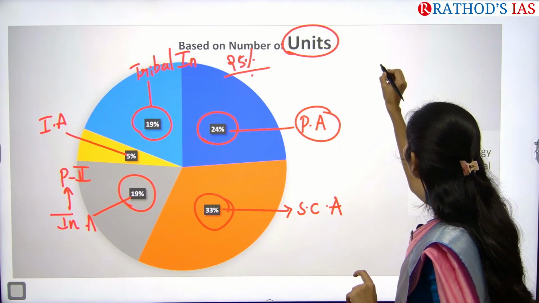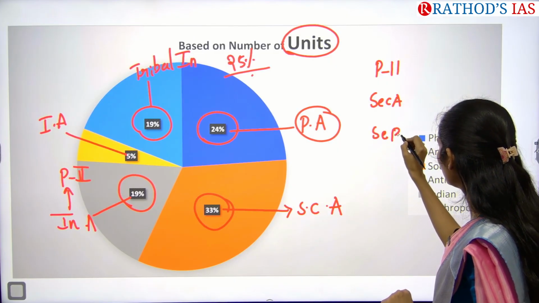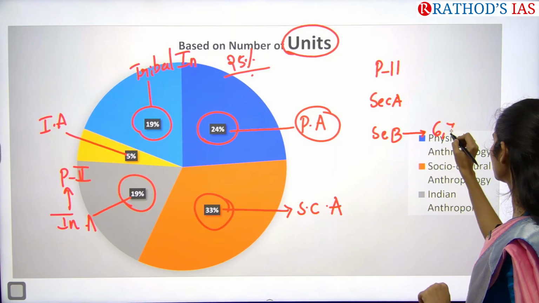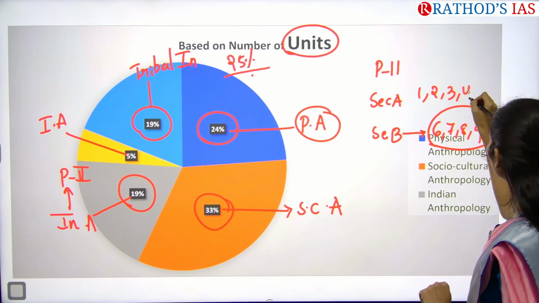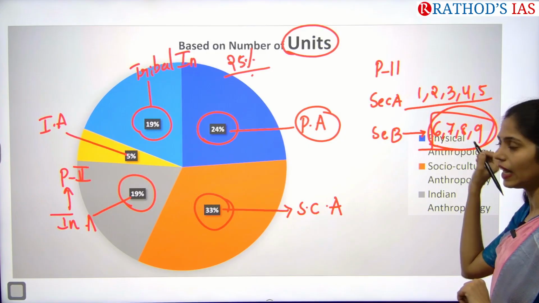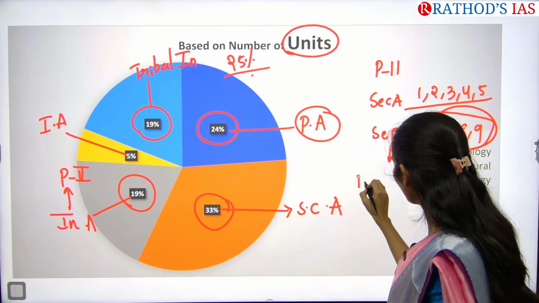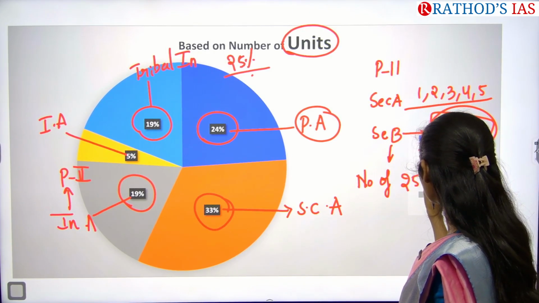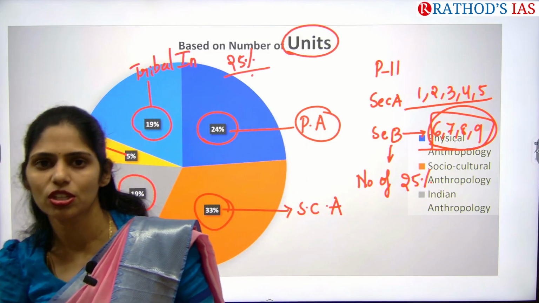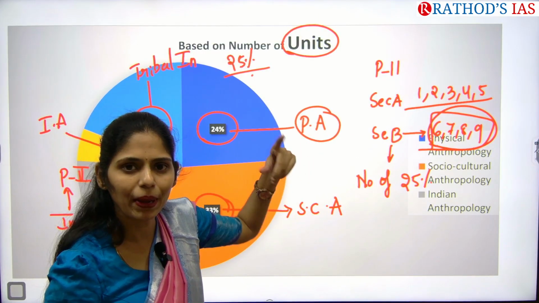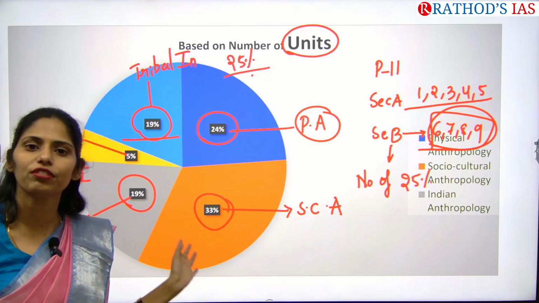Why? Because in paper 2 we have section A and section B, right? In section B you will have units 6, 7, 8, 9, and in section A, 1, 2, 3, 4, 5. So units 6, 7, 8, 9 of your syllabus are tribal anthropology. From the number of questions, you will get 25%, because you have section A and section B in paper 1, and section A and section B in paper 2. So the entire section B of paper 2 is tribal India, but the number of chapters is only 19% of the overall syllabus of your anthropology.